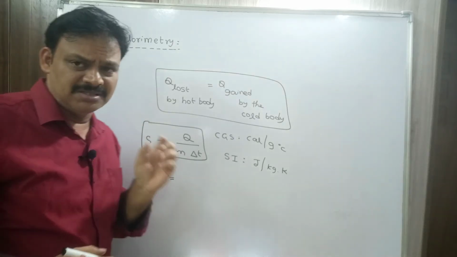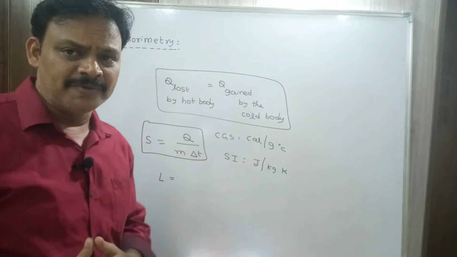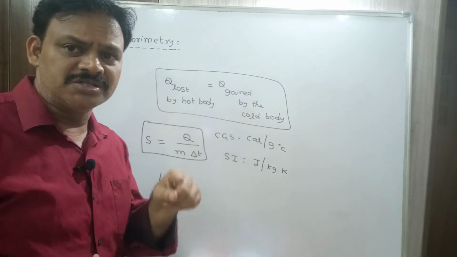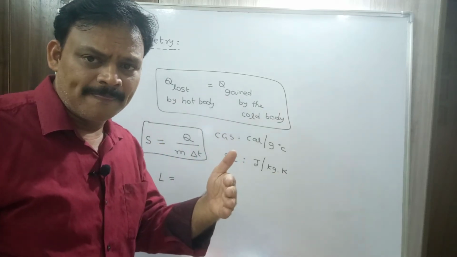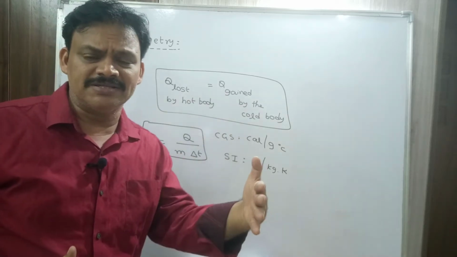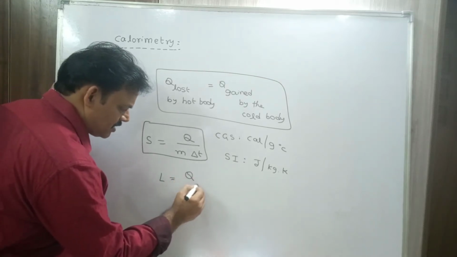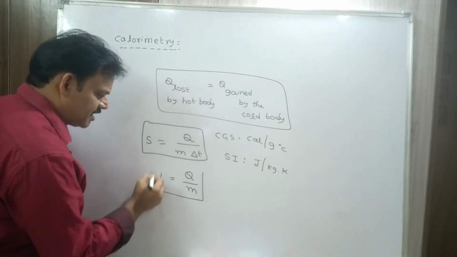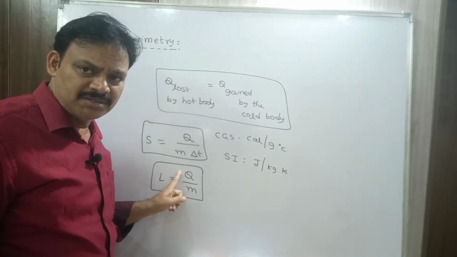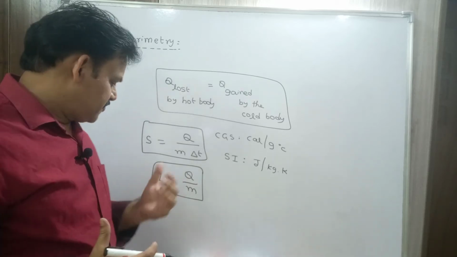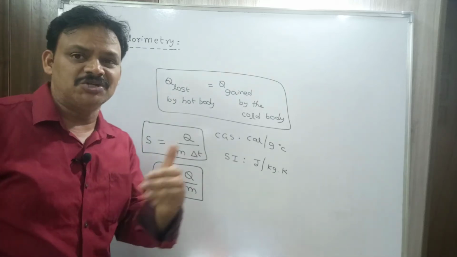Latent heat: this definition can be explained only when a change of state takes place. I think you know for a substance there are three different states: solid state, liquid state and gaseous state. During the change of state from solid to liquid, or from liquid to gas, we use this concept called latent heat. Based on the definition, I can write like this. The expression for latent heat is Q by M. It is the amount of heat required to convert unit mass of a substance from one state to another state.